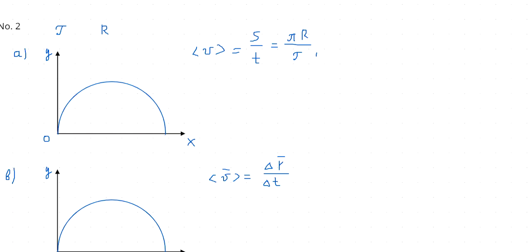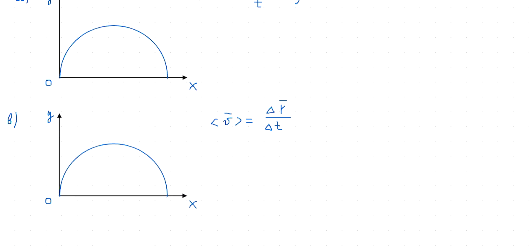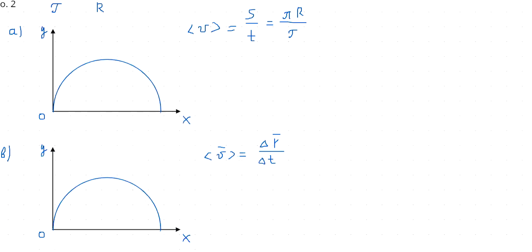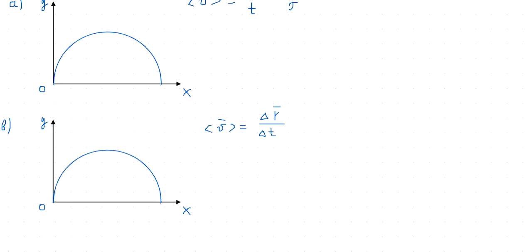And another question is how to define displacement vector. We know from the previous part that delta t is the same as t in our situation, and this is the same as tau. So the next question is how to define delta r, displacement vector.